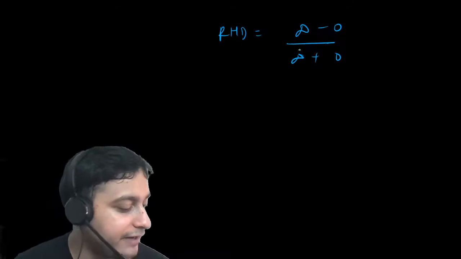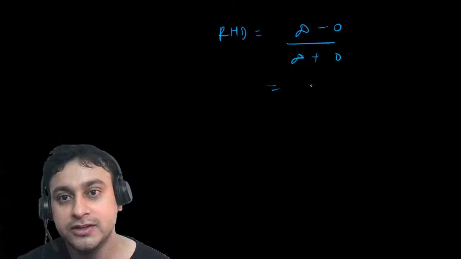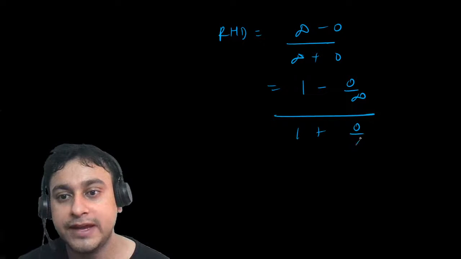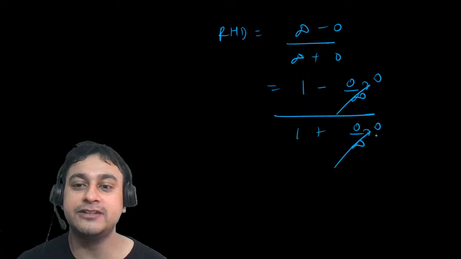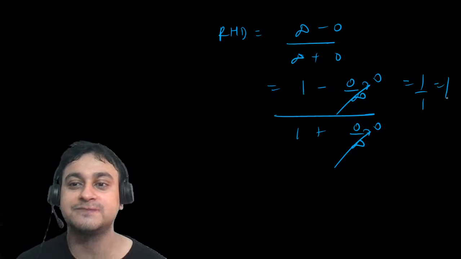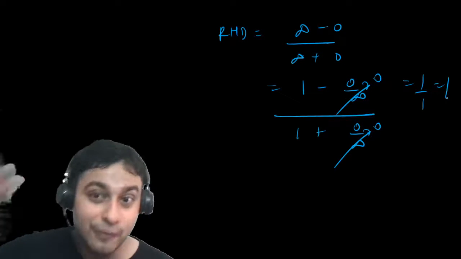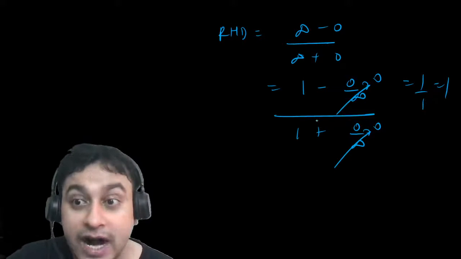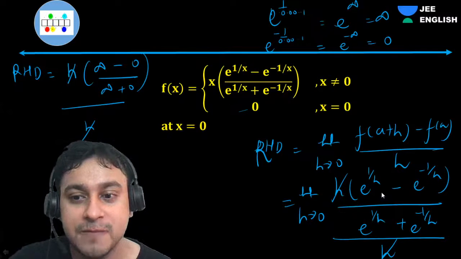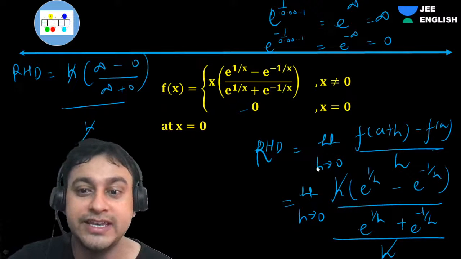So if you divide by infinity, what will we get? 1 minus 0 by infinity upon 1 plus 0 by infinity. Can I say this will be 0 only, and this will be 0 only? So can I say 1 by 1 is 1? Yes, 1 by 1 will become 1. So RHD is coming as 1. Understood? Now let's look into the LHD part.